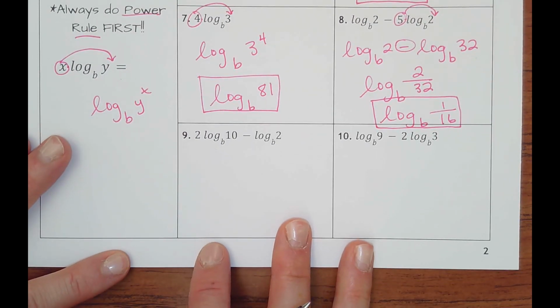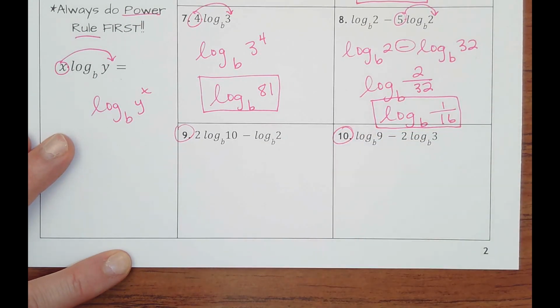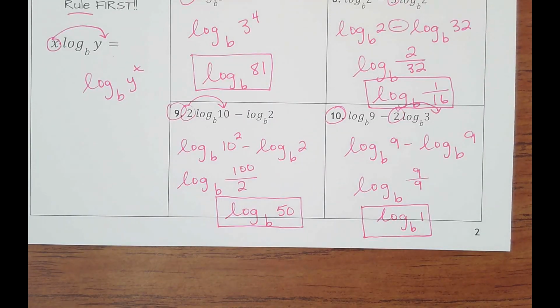Okay, I'll let you pause and try number 9 and 10. Check your answers, see if you have any questions for me, and that does it for 2.2.